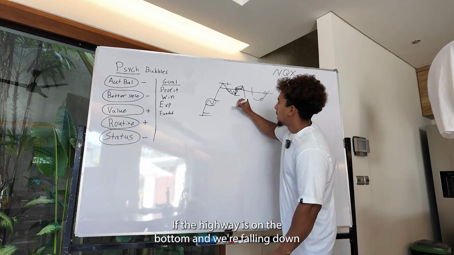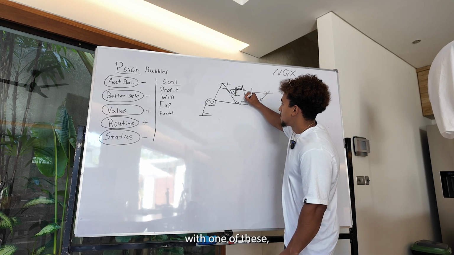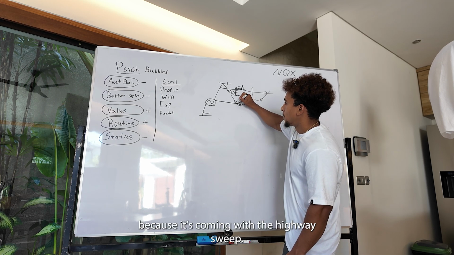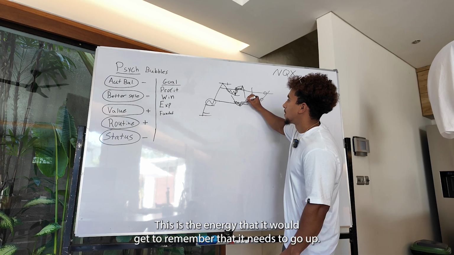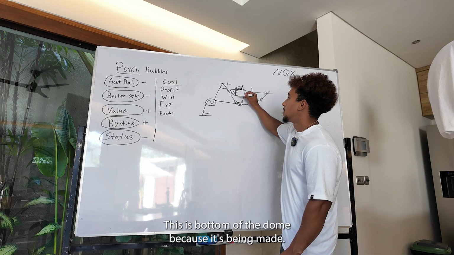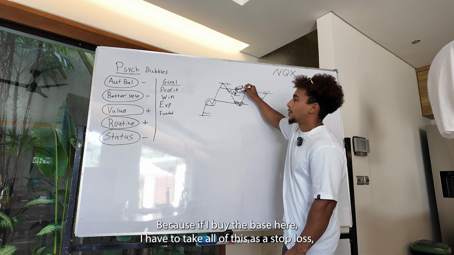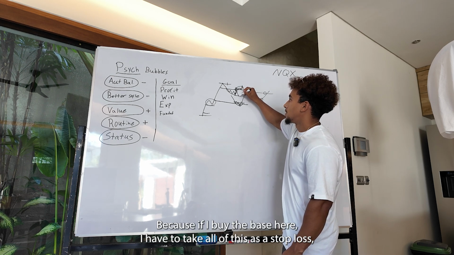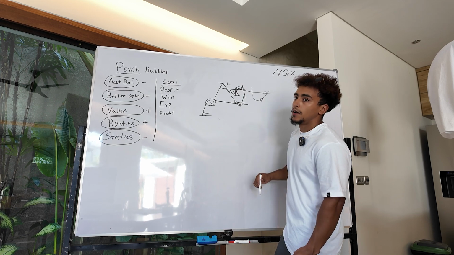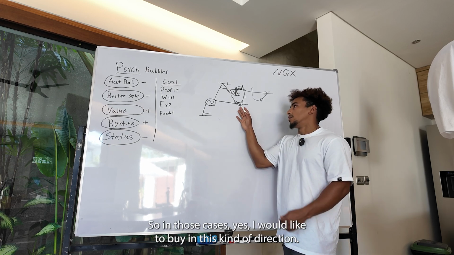If the highway's on the bottom and we're falling down with one of these, I'd love to buy the bottom of the dome as well, because it's coming with a highway sweep. This is the energy that it would get to remember that it needs to go up. So this is bottom of the dome because it comes with the level. This is bottom of the dome because it's being made, and the level up here that it's going to reject from is really high. Because if I buy the base here, I have to take all of this as a stop loss, which could be the means of like $500 when it could have just been $100. And those are buyer domes. So in those cases, yes, I would like to buy in this kind of direction.